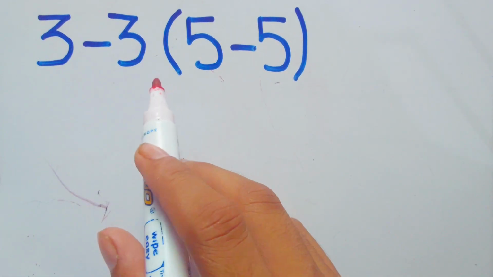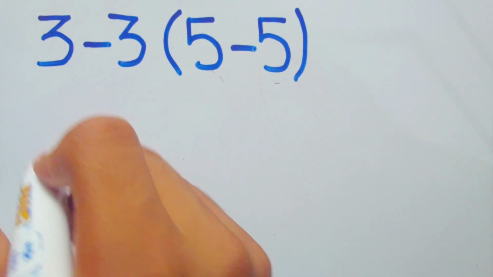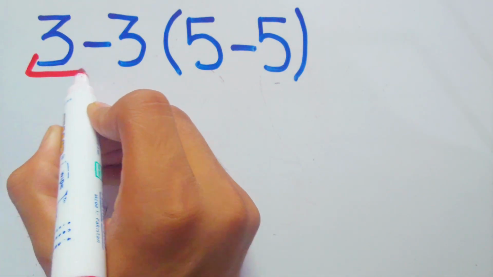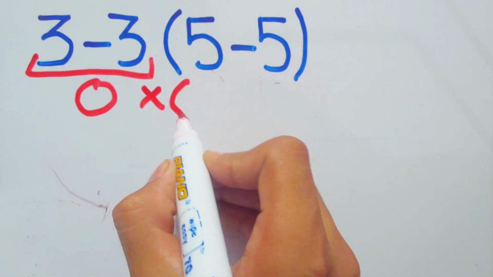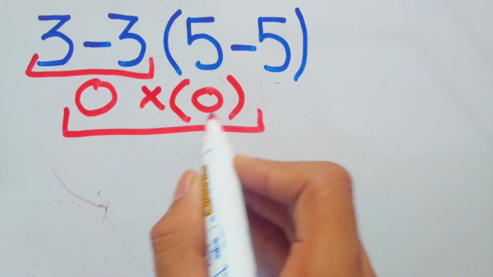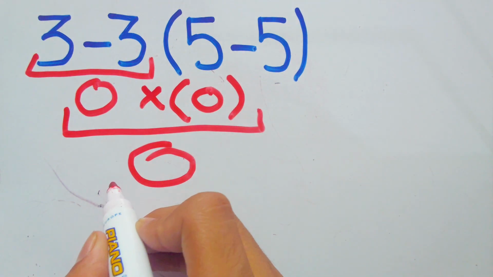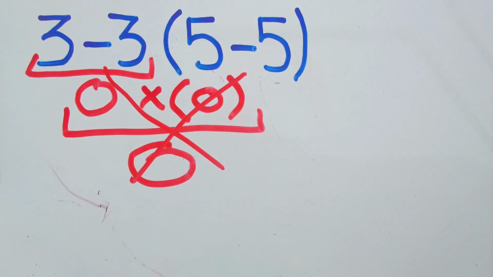3 minus 3 (parenthesis) 5 minus 5. What will be the answer? Tell me in comments. So 3 minus 3 equals 0, times 5 minus 5 equals 0, and 0 times 0, we will get our answer 0, but remember that 0 is wrong.